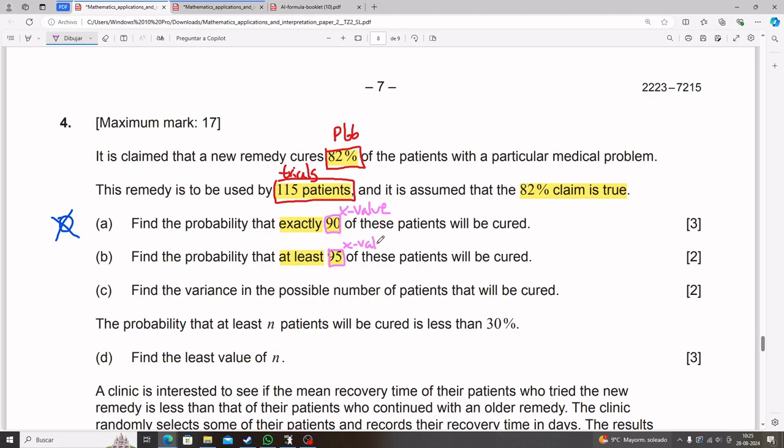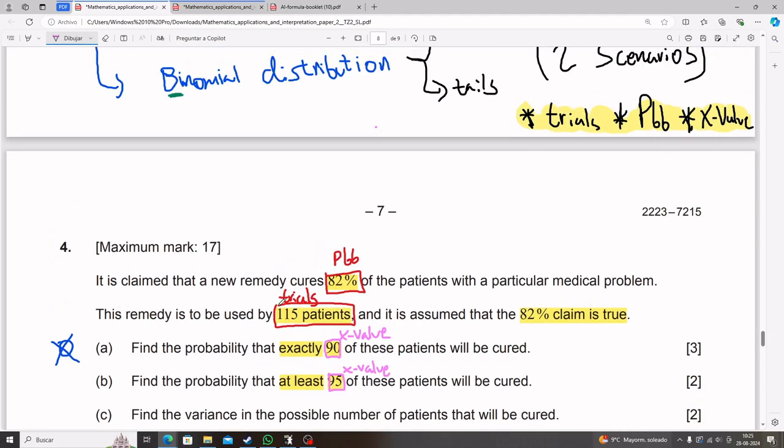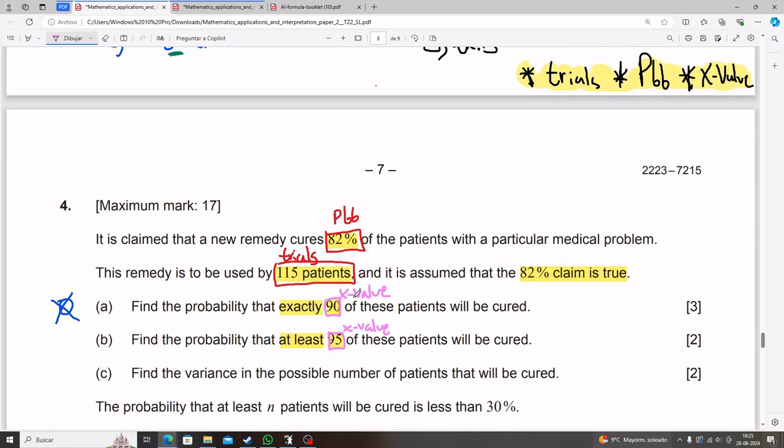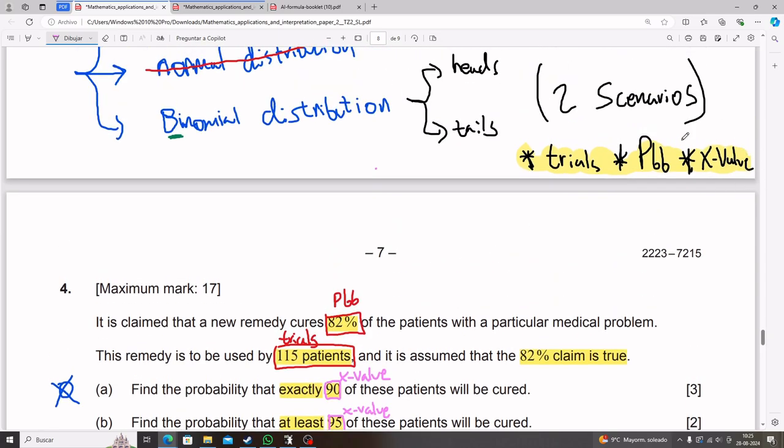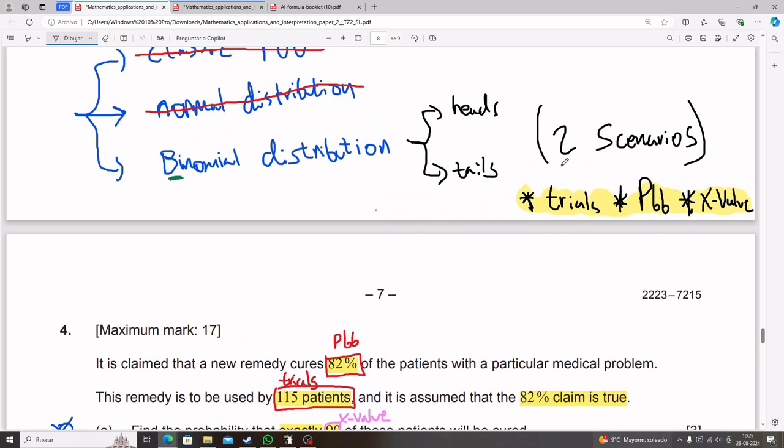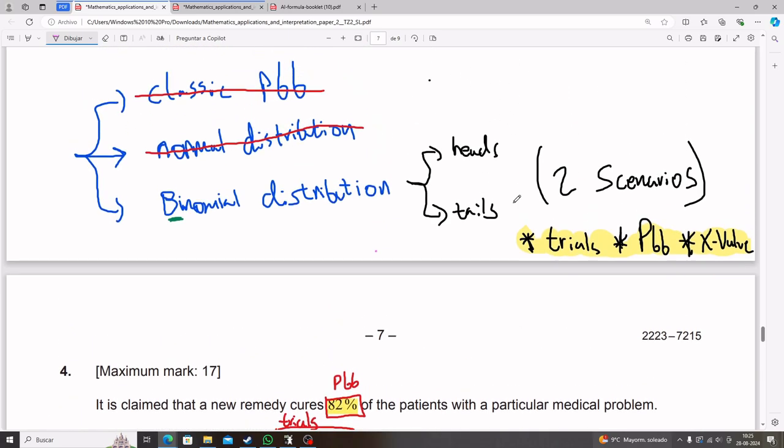So for the binomial distribution, the way it works is that they give you trials, they give you probability, and the X value is like, okay, what's the probability that given these trials and given this probability, you get exactly 90, or you get at least 95. So the X value tends to be what changes; the trials and the probability stay the same. And once you realize that that is the format for binomial distribution, it's going to be much easier for you to notice it, realize that it's there, etc.